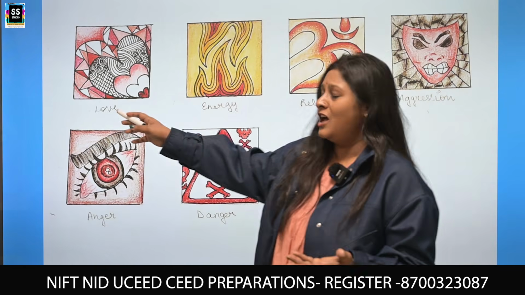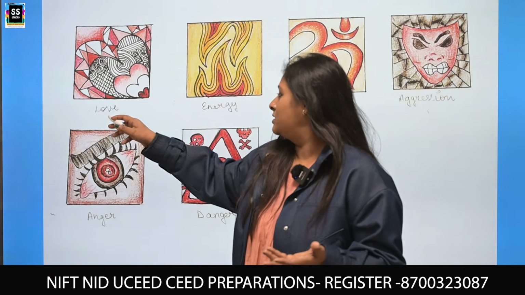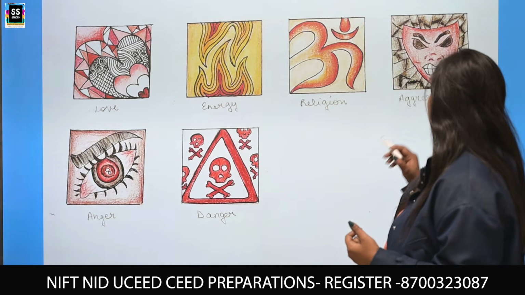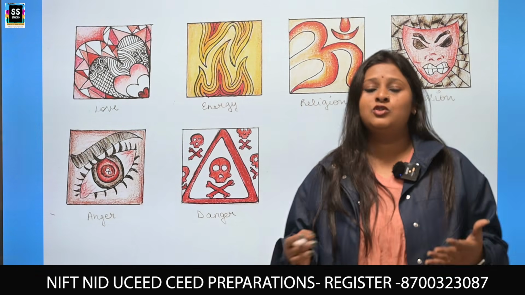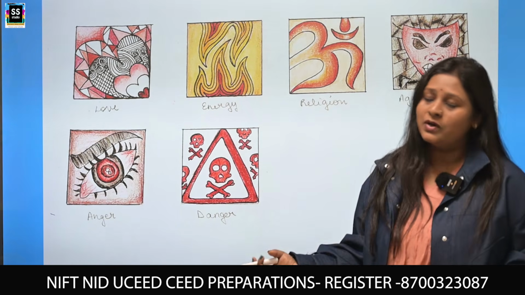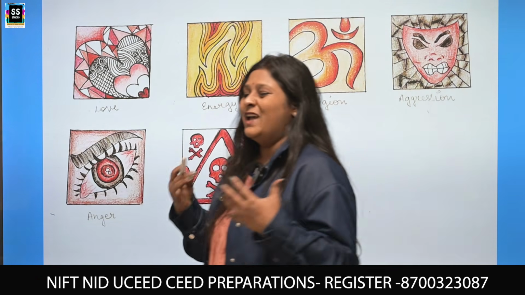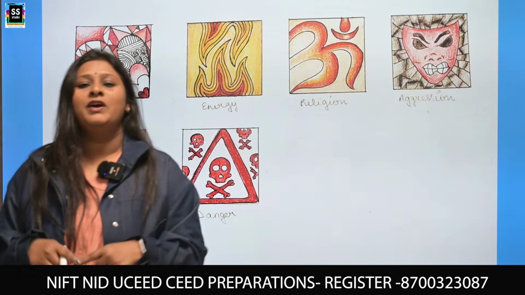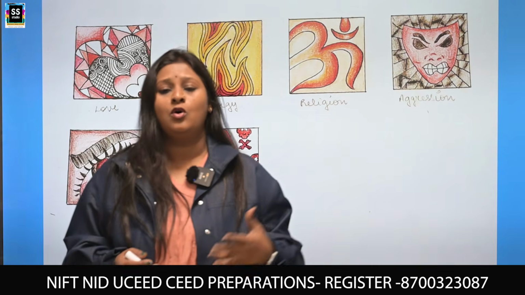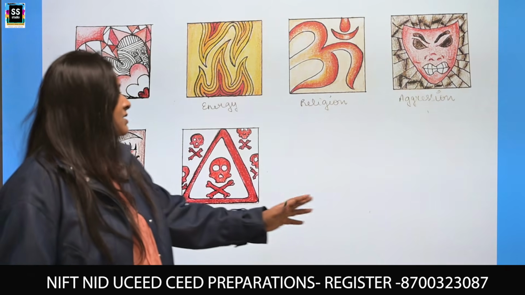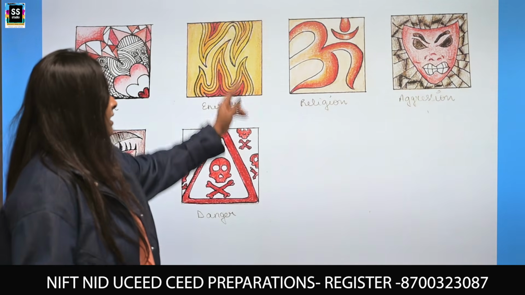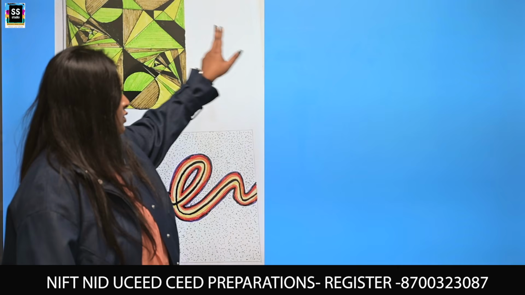So here I've given my students some words like love, energy, religion, aggression, anger and danger. You can also practice these words or similar words, and how you can express them in a given 2x2 box or maybe a 4x4 box, in the form of illustration or visual icons. This type of question is very important, and I have shown the solutions here.